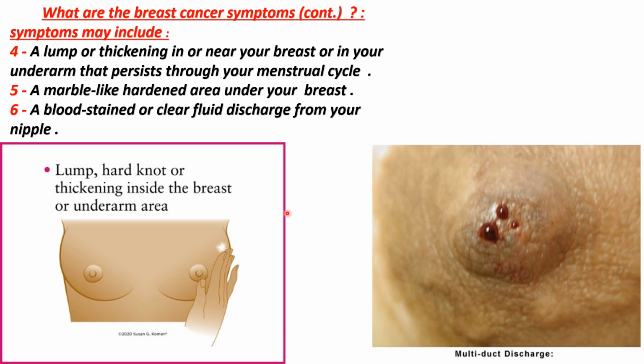I will follow up the symptoms of breast cancer. A lump or thickening in or near your breast or in your underarm that persists through your menstrual cycle. A marble-like hardened area under your breast. A blood-stained or clear fluid discharge from your nipple. We are seeing here a lump, hard node, or thickening inside the breast or underarm area. But we are also seeing a case of multi-duct discharge.